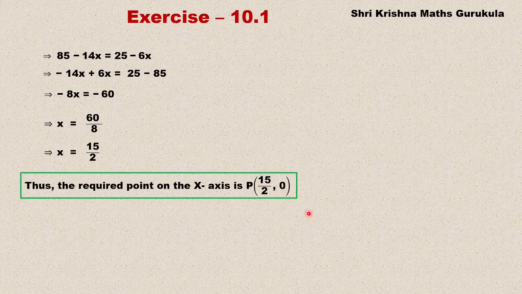This is a very simple sum. What you have to be careful is how to write the point. You have to cautiously write the point as x, 0. And the second thing that you have to consider is the condition given. That is, this point is equidistant from those 2 given points. That's all. So, this is a very easy sum. Hope it's very clear.